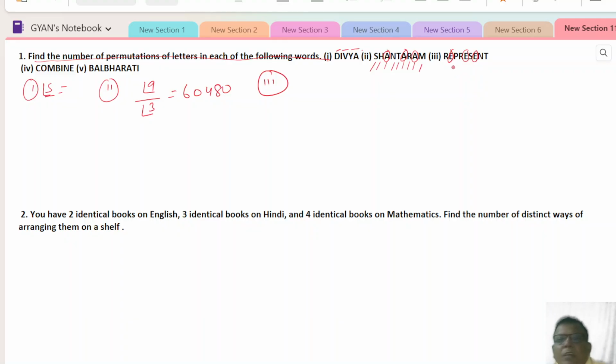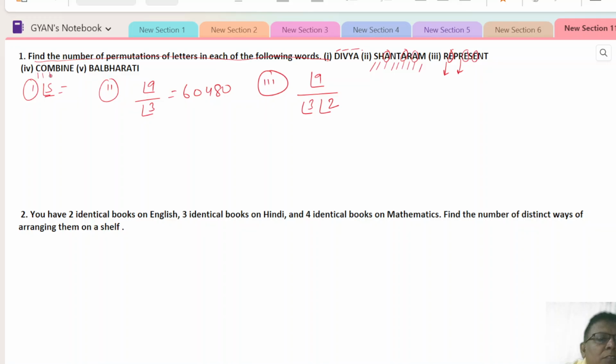E 3 times. And what is the 2 times? R 2 times. This one and this one are 2 times. Total 1, 2, 3, 4, 5, 6, 7, 8, 9. So factorial 9 divided by factorial 3 and factorial 2. Now combine. Here you see how many?